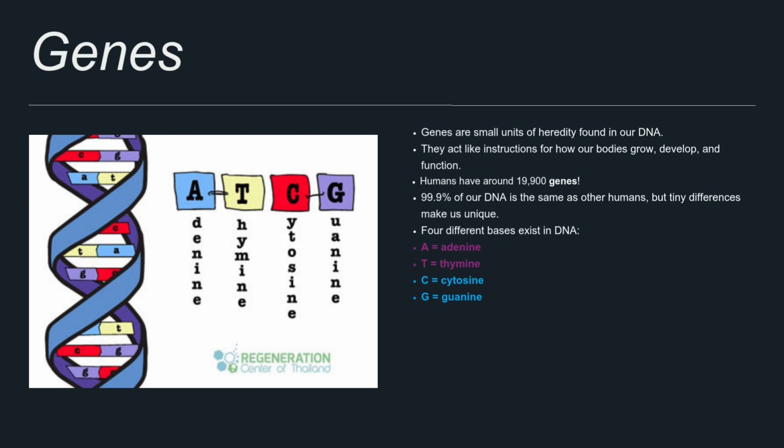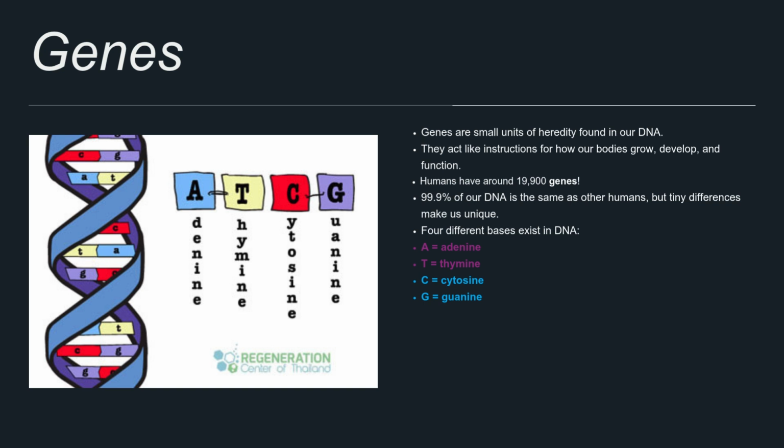So what are genes? Genes are small units of heredity found in our DNA. They contain instructions for how our body grows, develops, and functions. So it's basically a blueprint of our body.